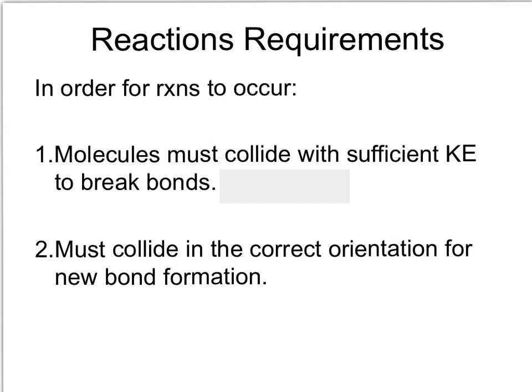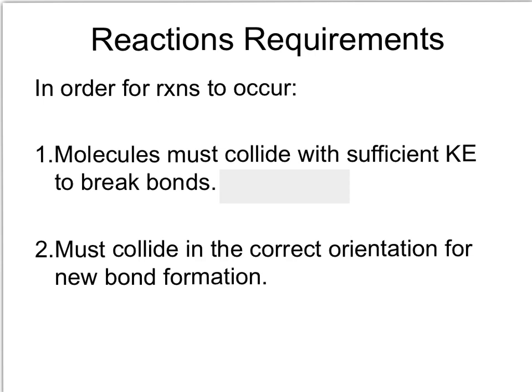Before we get into the details of reaction rates and the things that can affect reaction rate, let's look at the basic requirements associated with reactions actually occurring. So in order for reactions to occur, there are two requirements. The first of which is the fact that molecules must collide with sufficient kinetic energy in order to break bonds.